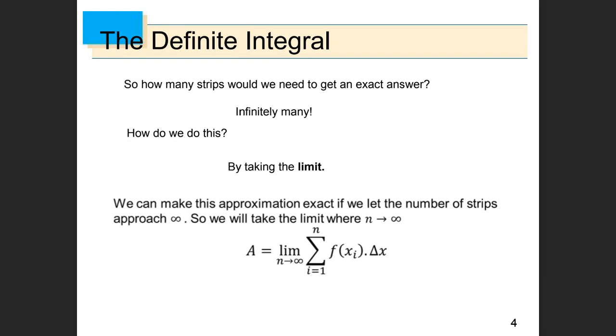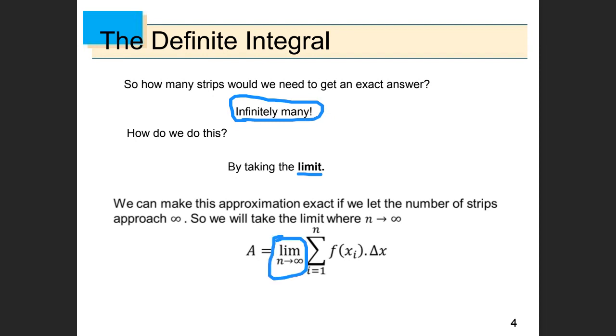Because we want to get some specific answer for area, but how many strips are we going to need to get some exact answer? And the answer is infinitely many. So how do we actually do this? The idea is to use limit. If I use an infinite number of strips, I can do this by saying the limit as n tends to infinity.